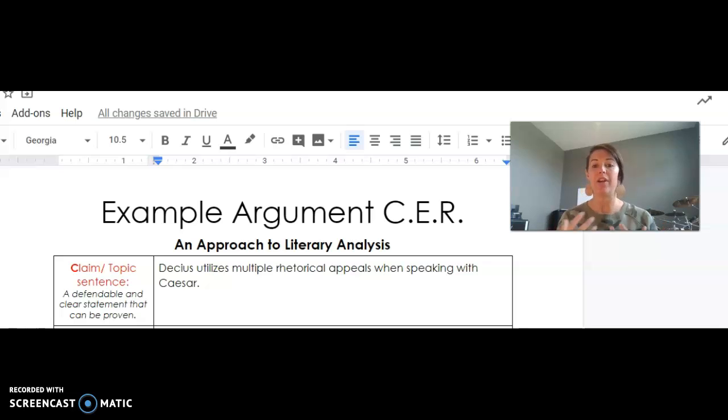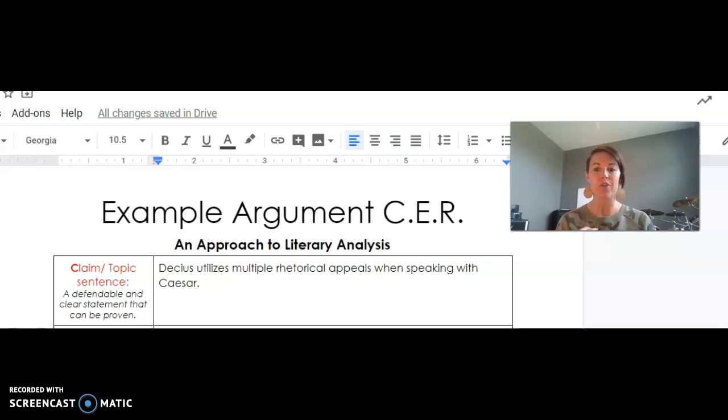Okay, so here we are in my example argumentative CER chart, and the only thing that you can see right now is my claim or my topic sentence. So remember that your topic sentence needs to reveal the character you're going to focus on. So who is doing the persuading? Many of you have been focusing on Cassius, and in last week's writing workshop, I actually gave you the option to focus on Decius persuading Caesar. So those are the big two characters that you have been focusing on: Cassius persuading Brutus, and Decius persuading Caesar. Those are my two recommendations as you work through this argument CER chart.